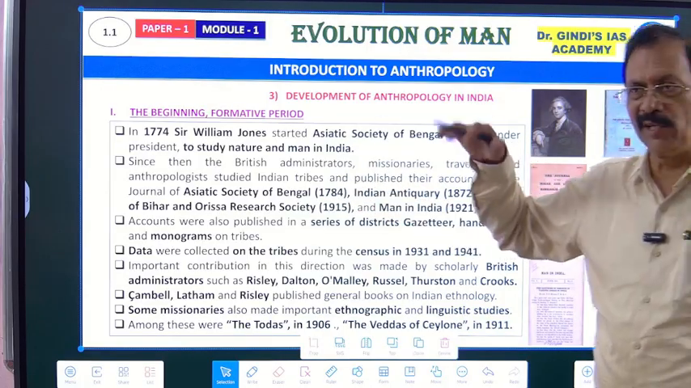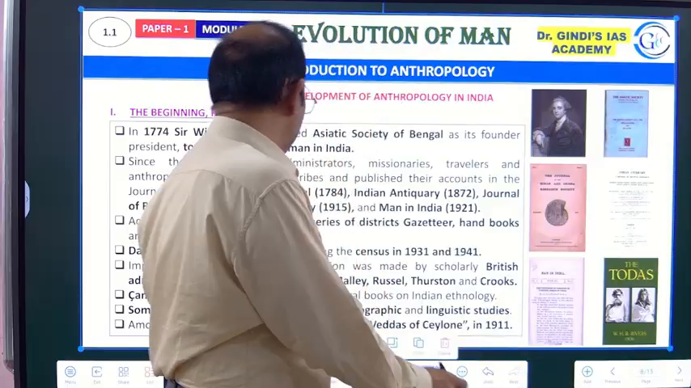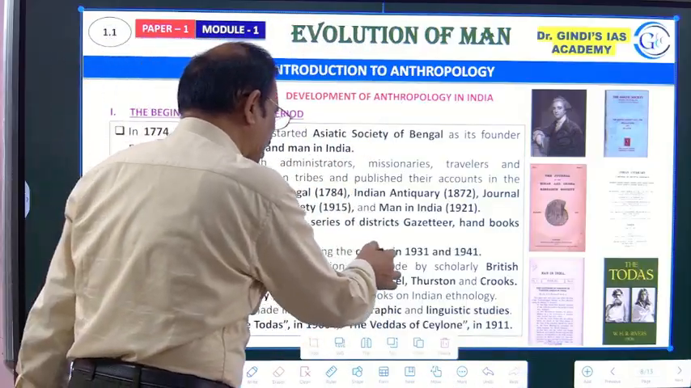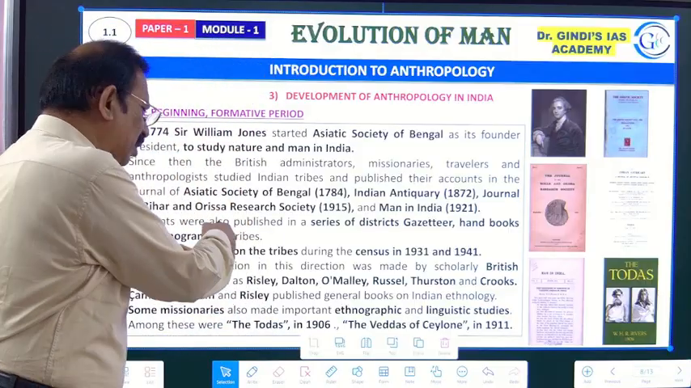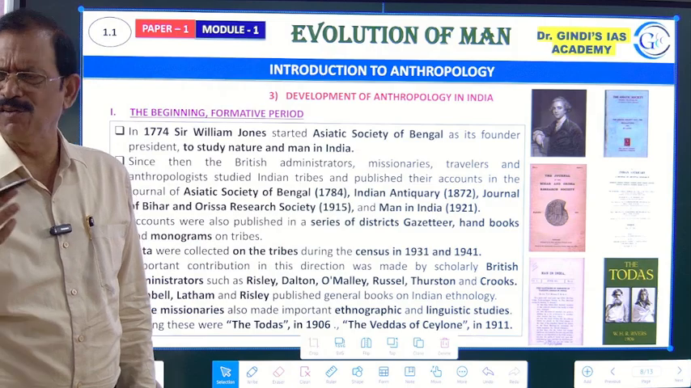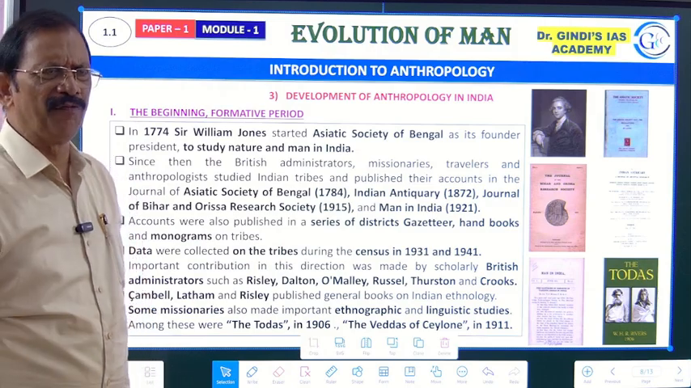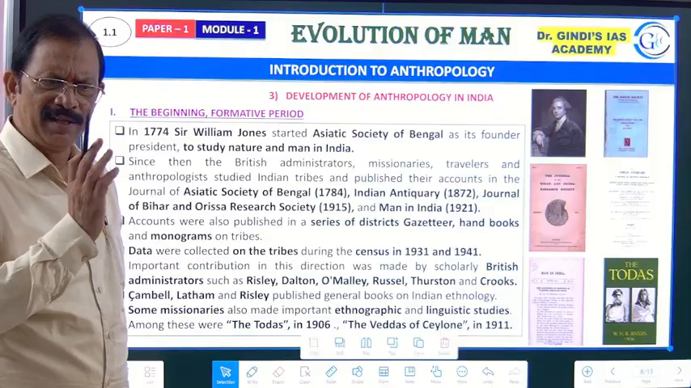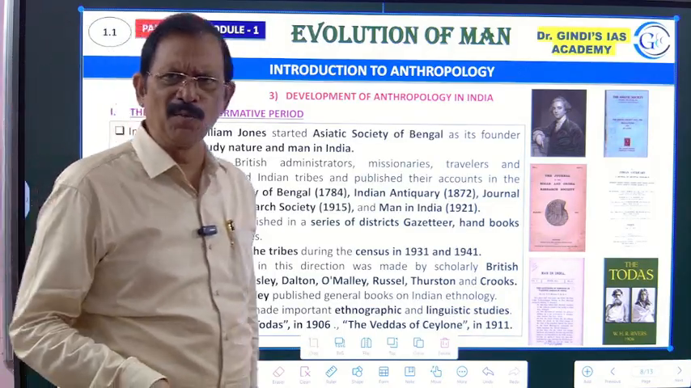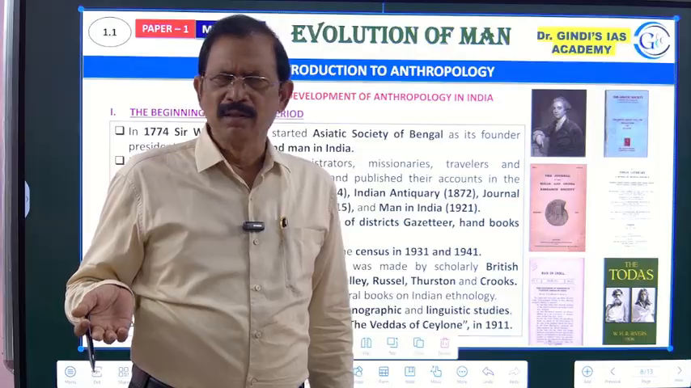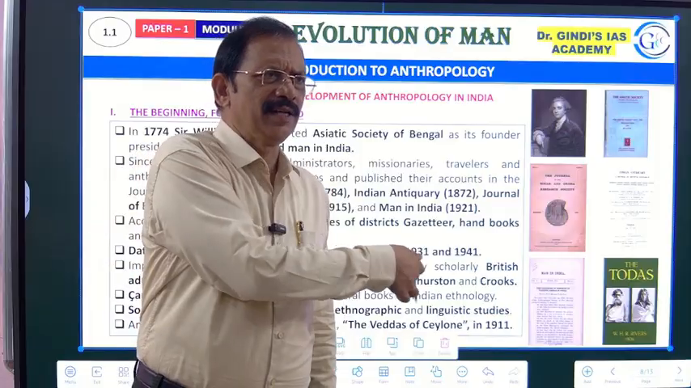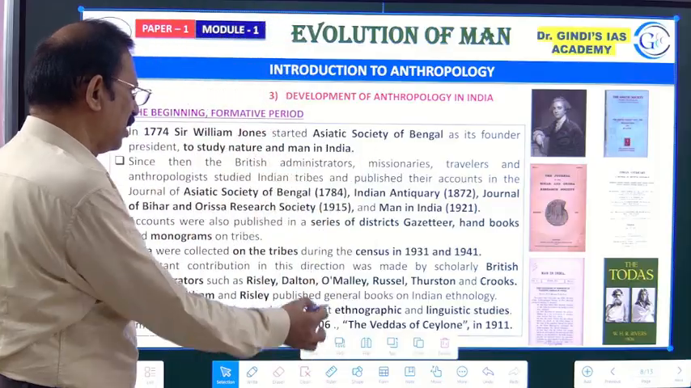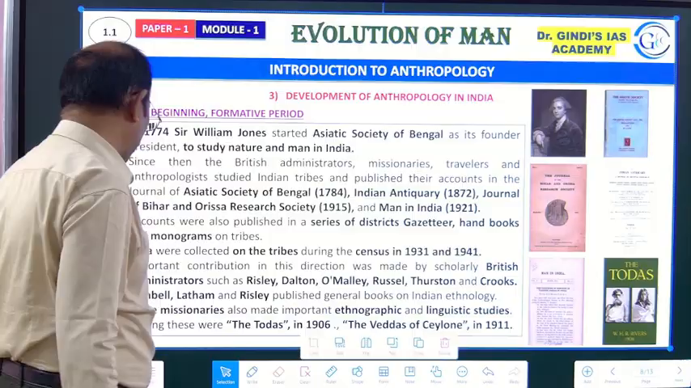So in 1931 and 1941, anthropologists entered the census. You can see the information about the tribes, scientific information, not vague information. They conducted it systematically, as they have the knowledge about the people. They have been trained, they have studied. Yes, they gave the description in the census of 1931 and 1941.